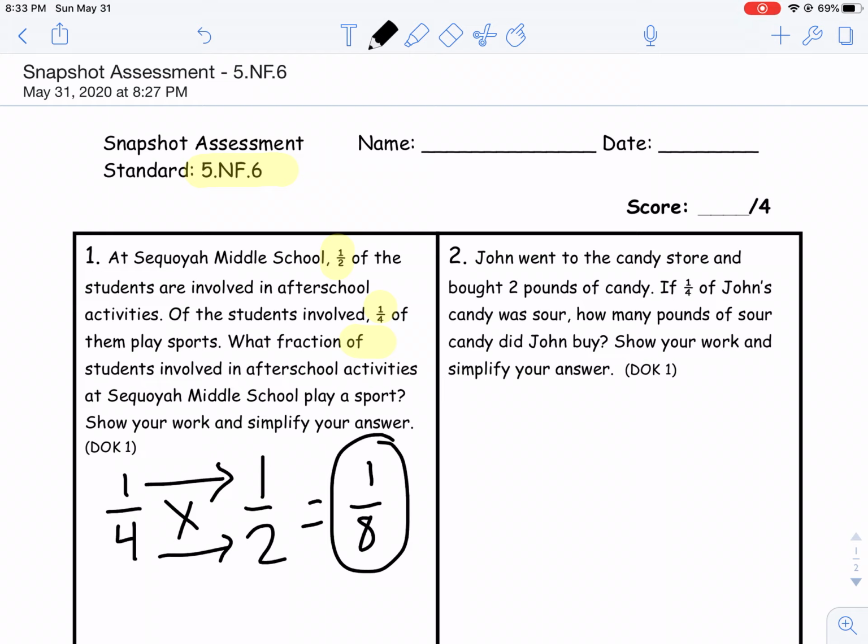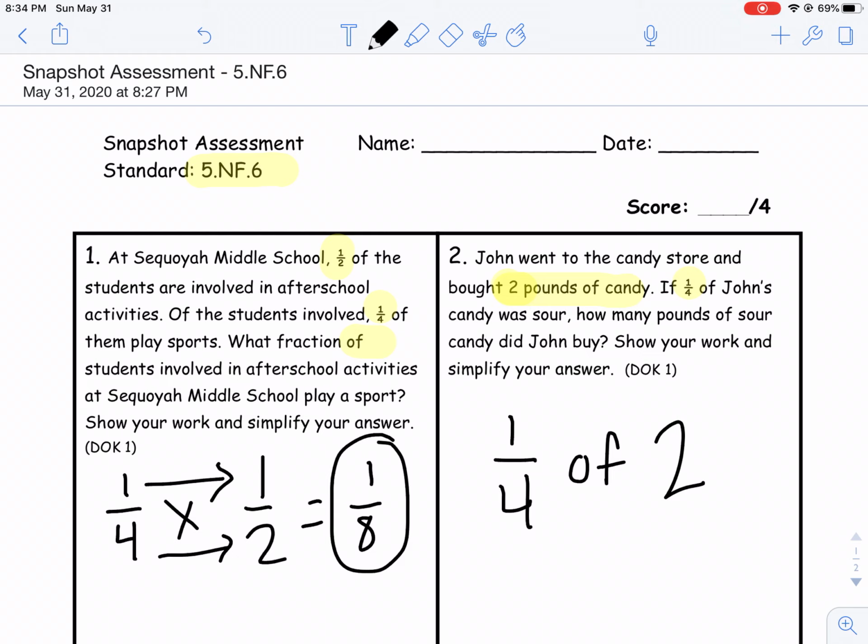Number 2, John went to the candy store and bought 2 pounds of candy. If 1/4 of John's candy was sour, how many pounds of sour candy did John buy? Show your work and simplify your answer. So once again, I'm finding that fraction there. So I have 2 pounds, I'm finding 1/4 of 2.